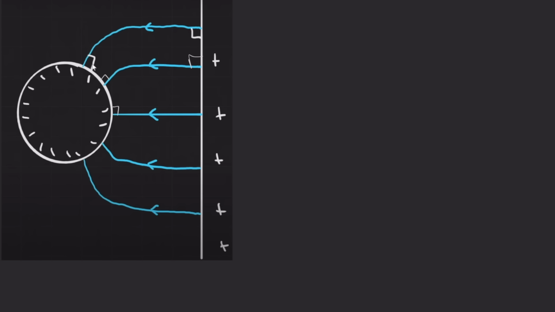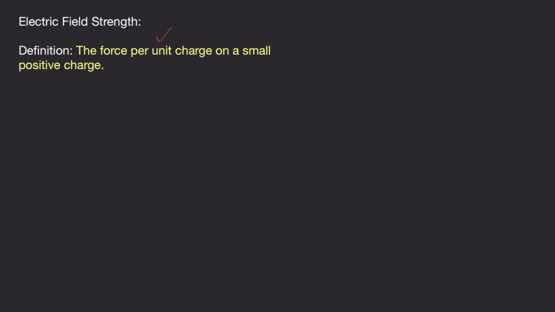And now let's talk about electric field strength. This here is a really important definition. Electric field strength is defined as the force per unit charge on a small positive charge. This is typically a 2 marker, with 1 mark going for the force per unit charge and 1 that it acts on a small positive charge.